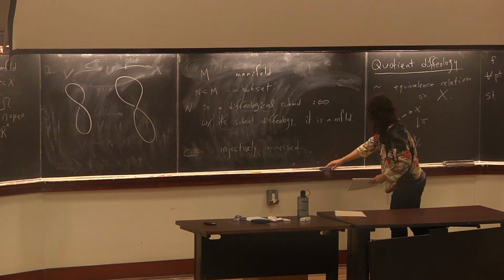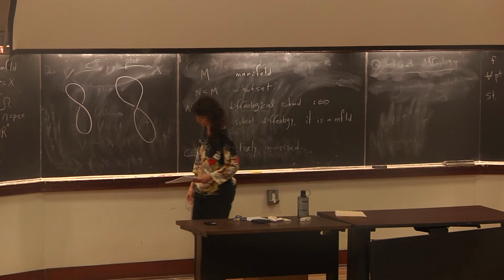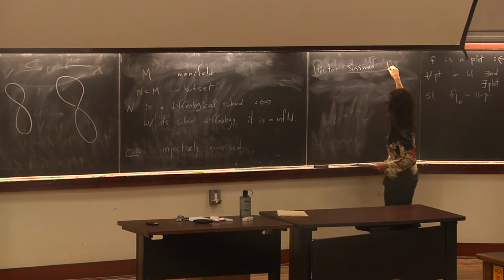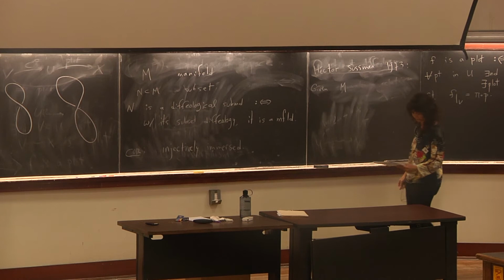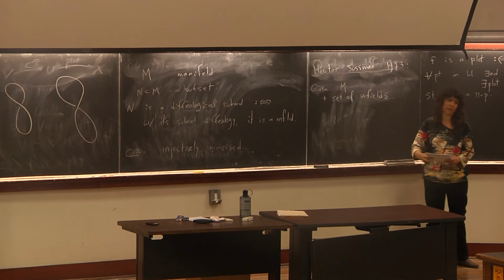In fact, let me remind you of a beautiful, beautiful theorem from 1973 of Hector Sussmann, the orbit theorem, of which a lot of nice examples are special cases. Hector Sussmann says you take a manifold and a collection of vector fields on the manifold. Actually, he allows the vector fields to be defined on open subsets of the manifold as long as the open subsets cover the manifold.